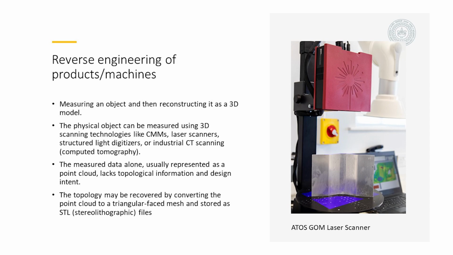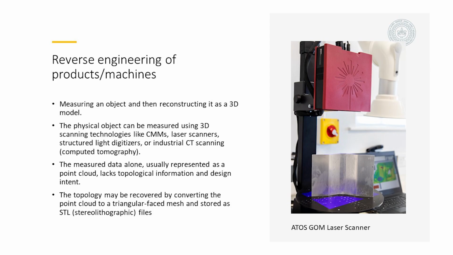So, let us look at the reverse engineering of products and machines. Here you can see an ATOS COM laser scanner. This is the laser scanner, it shines a laser beam and this laser beam falls on parts like this, and based on the reflections a point cloud is generated. So, measuring an object and then reconstructing it as a 3D model is what this laser scanner enables.